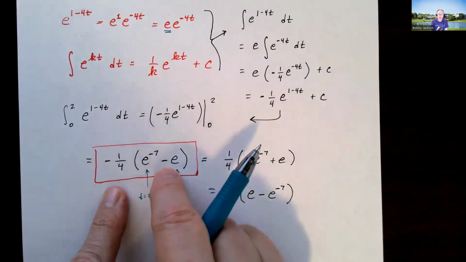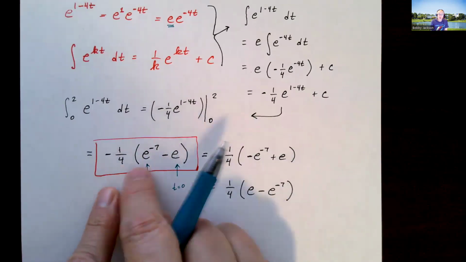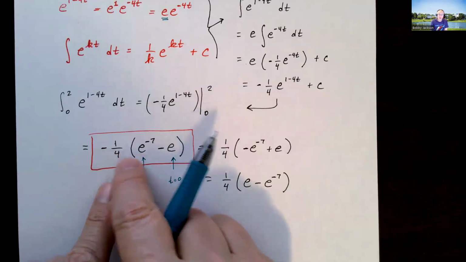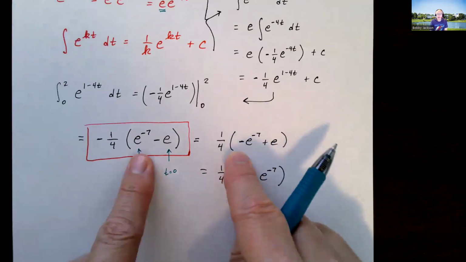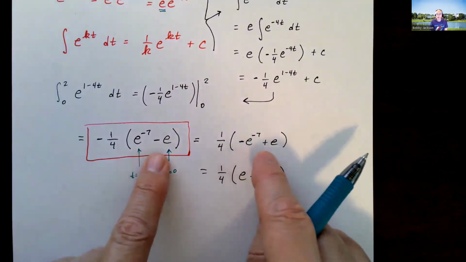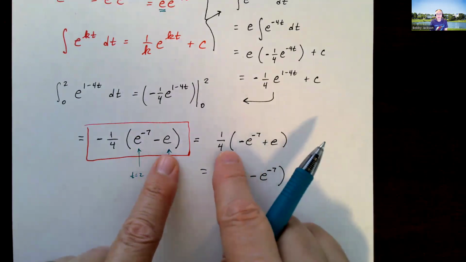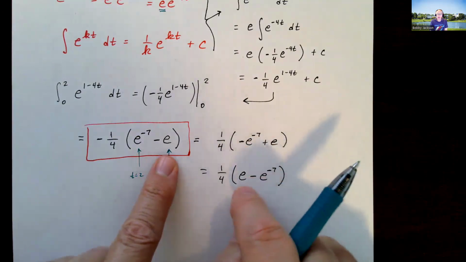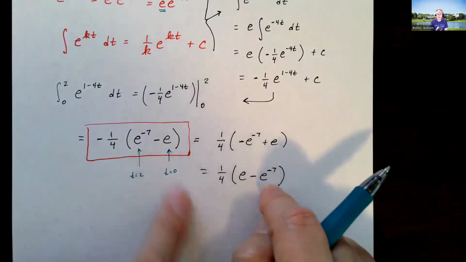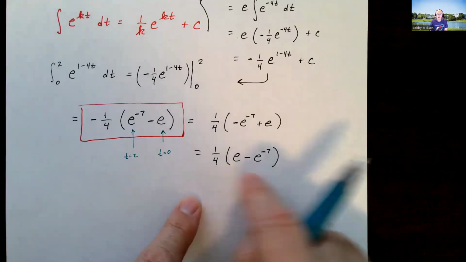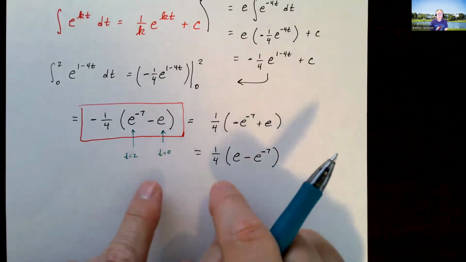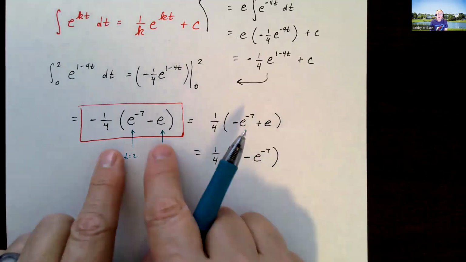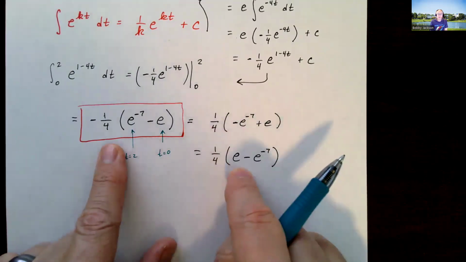You could distribute it back through. In fact, I could rewrite this in a little bit of a different form. If I multiply through by negative 1, if I distributed the negative 1 through here, I'd have negative e to the negative 7 plus e. Of course, this is positive 1/4 now. And then I can rewrite this negative e to the negative 7 plus e as e minus e to the negative 7. Okay, so just showing you the different forms, this would be fine. I think the answer in the book was showing this as the answer. Hopefully we'll accept this as well. Any of these would be acceptable.